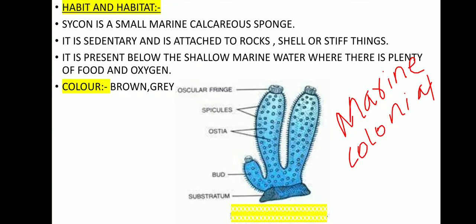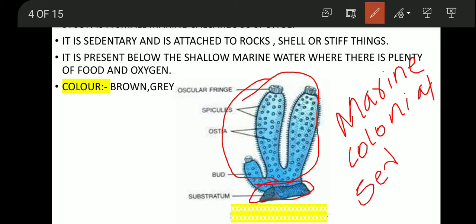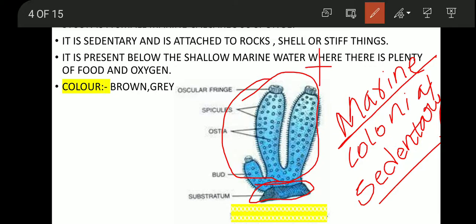Okay, and it is attached to rocks, shells and stiff things. See, this is the substratum, and this complete thing is the sponge. So it is sedentary in form. First of all, it's marine, it's not found in fresh water. We don't find Scypha in fresh water. You can say Scypha or sponge, they are one and the same. It lives in colonies.